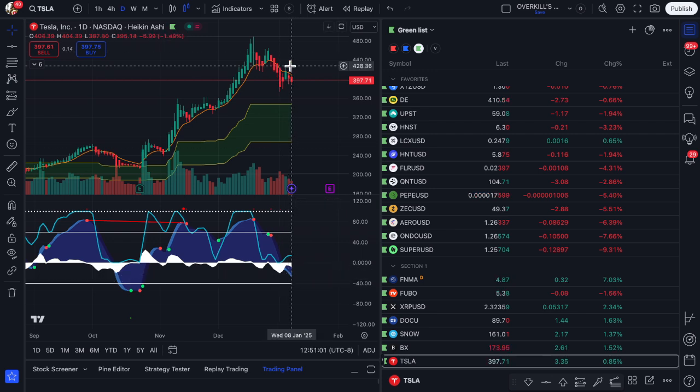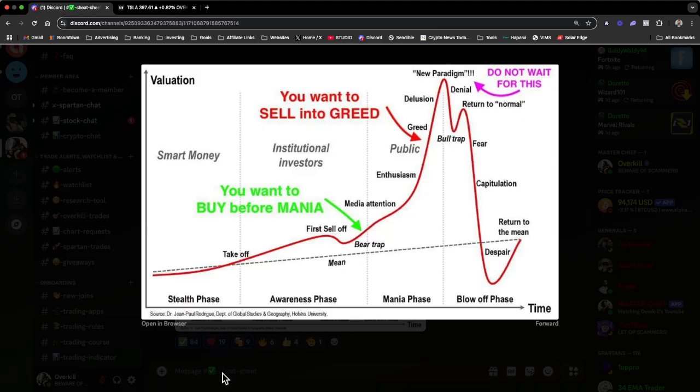When we get the green dot on the daily, if it's bouncing on the golden zone, that's where we can take our entries. But we do not buy unless there is a green dot on the daily chart. Okay, we do not buy unless there is a green dot on the daily chart. So that's the equation there.